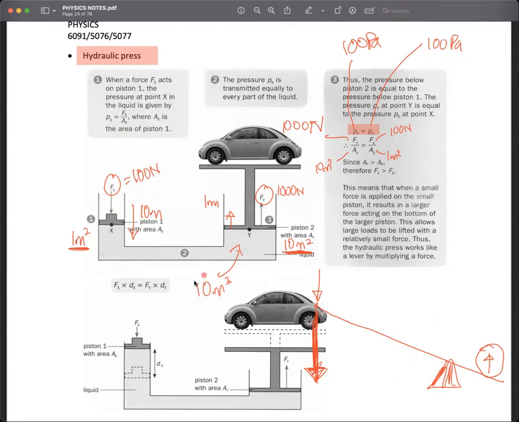Because the volume is the same, 10 meter cube. But to move 10 meter cube with an area of 1 meter square, you need to push down 10 meters. Is that clear?